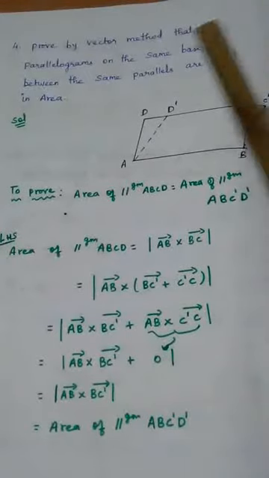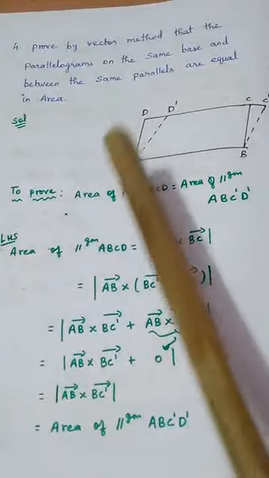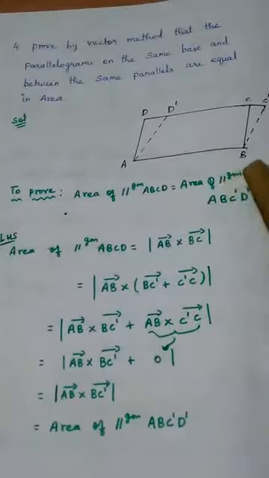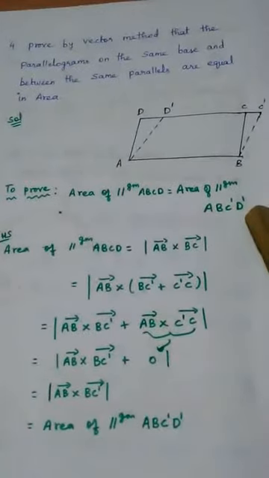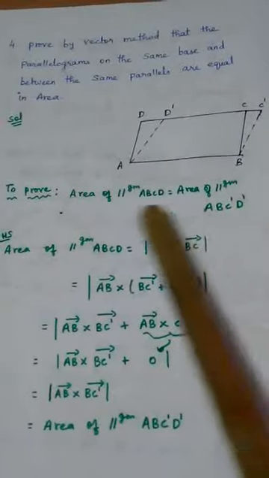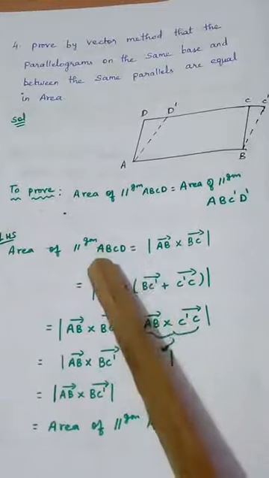What we have to prove? They are having equal area. That is what we need to prove. So to prove: area of parallelogram ABCD and area of parallelogram ABC'D' are equal. Now we will start with LHS. LHS is nothing but the area of parallelogram ABCD.